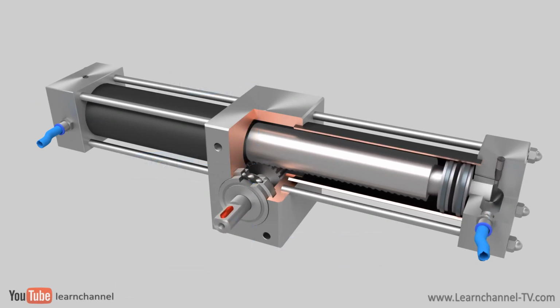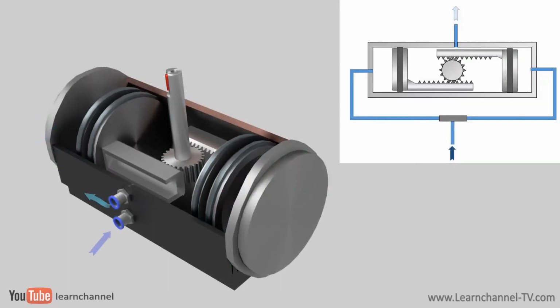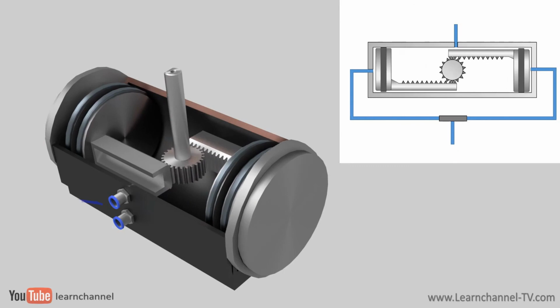Rack and pinion rotary cylinders offer a wide range of torque and rotation. They are mechanically stable and provide radial load support.